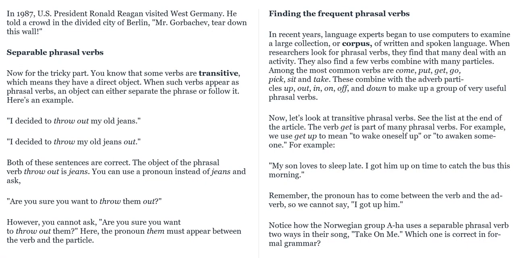See the list at the end of the article. The verb get is part of many phrasal verbs. For example, we use get up to mean to wake oneself up, or to awaken someone. For example, My son loves to sleep late. I got him up on time to catch the bus this morning. Remember, the pronoun has to come between the verb and the adverb. So we cannot say, I got up him.